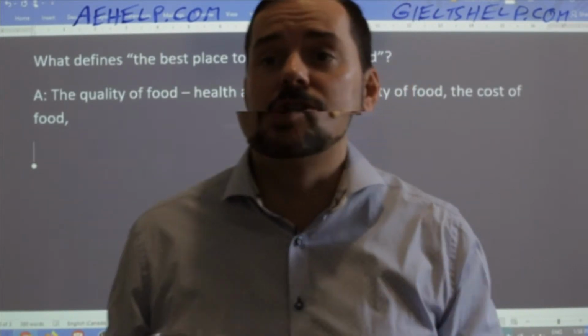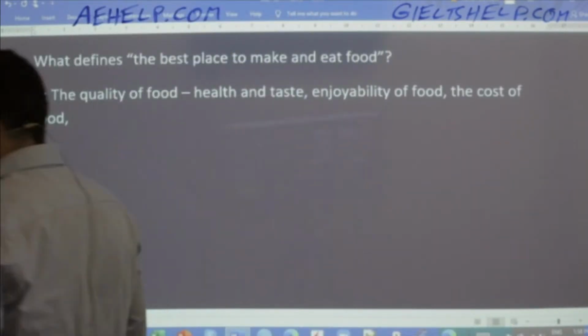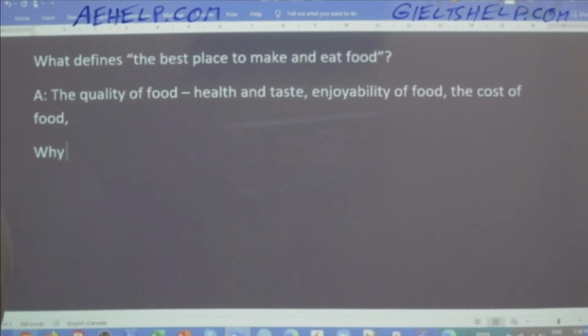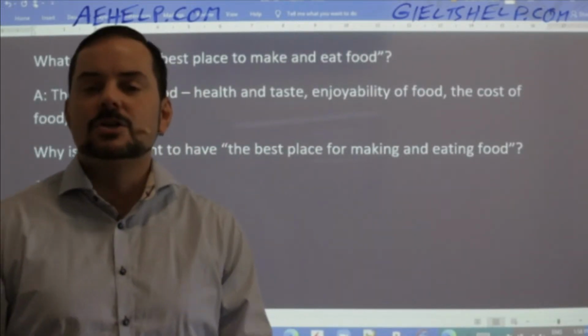Yeah, Rajveer, very good. So why do humans want to have the best place for making and eating food? Yeah, I would keep it a little bit simpler. I would just simply say, why is it important to have the best place for making and eating food? So that's how I would coin it. And you'll see, everyone, how having this logic will really help you put together the right essay.